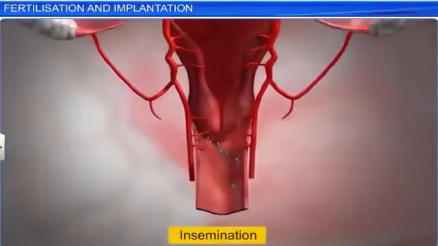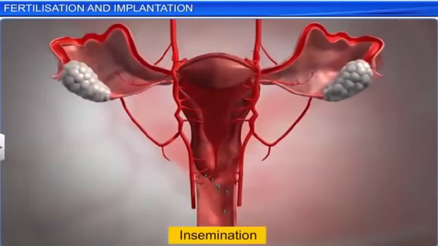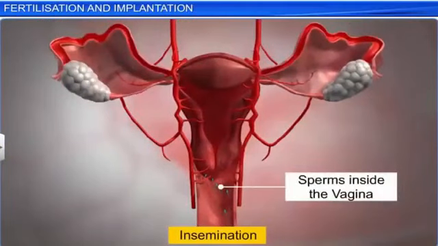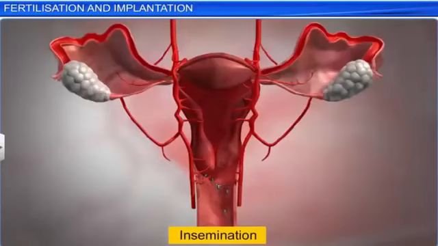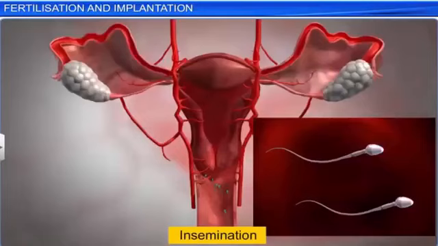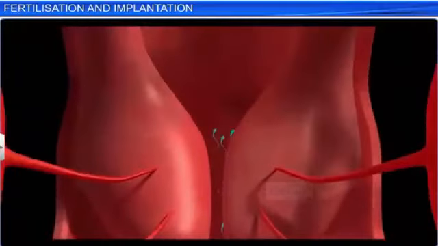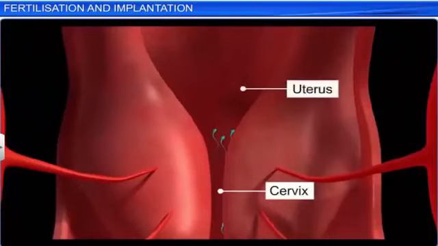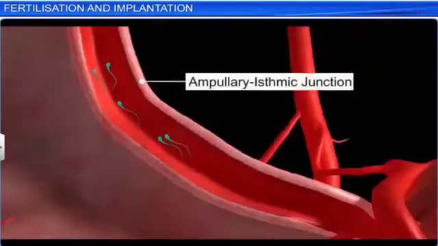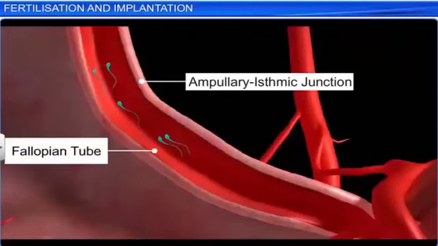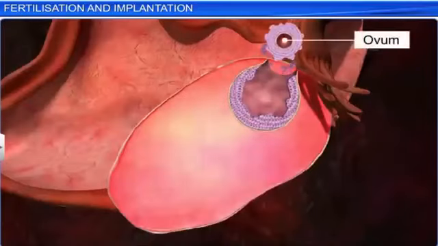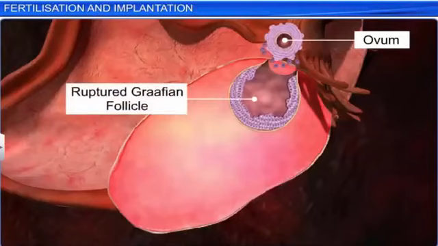This is achieved through insemination, where the penis releases semen filled with thousands of sperms into the vagina. Interestingly, while half of the total sperms released carry the X chromosome, the other half contain the Y chromosome. These sperms then rapidly move through the cervix, pass through the uterus, and finally reach the ampullary isthmic junction of the fallopian tube. In the meantime, the ovum, after completing the first meiotic division, gets released into the fallopian tube with the rupture of the Graafian follicle.